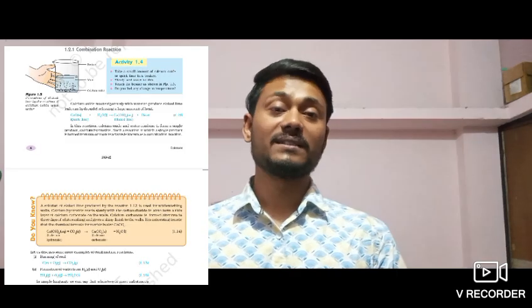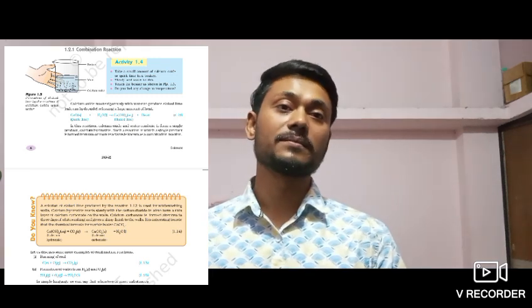In the next part of this chapter, we have types of chemical reaction. The very first type is combination reaction. It is defined as those reactions in which two or more reactants combine to form a single product is known as combination reaction. The next one is decomposition reaction.